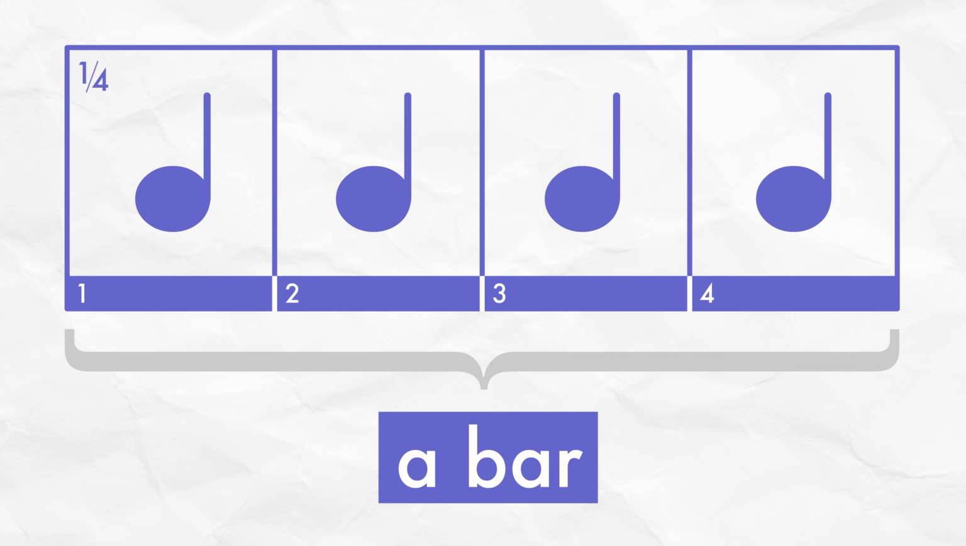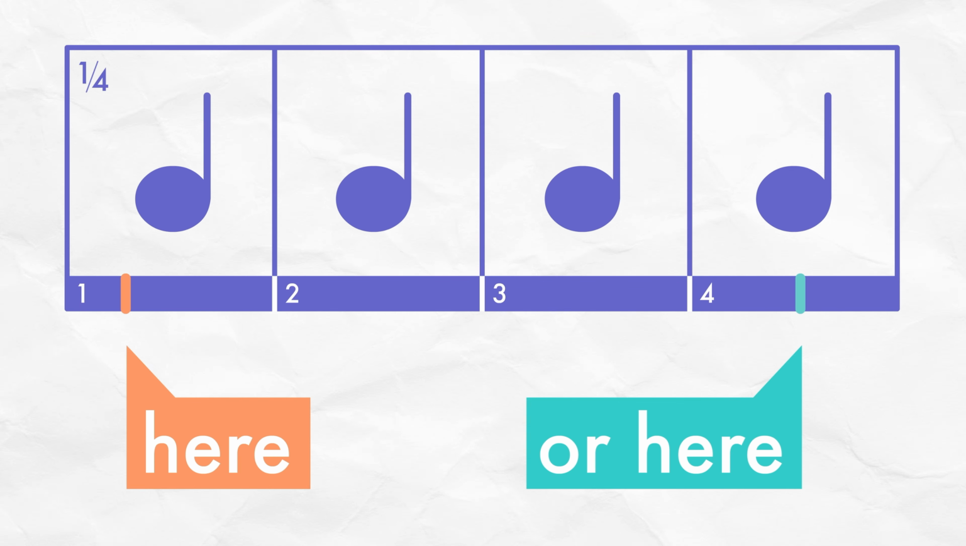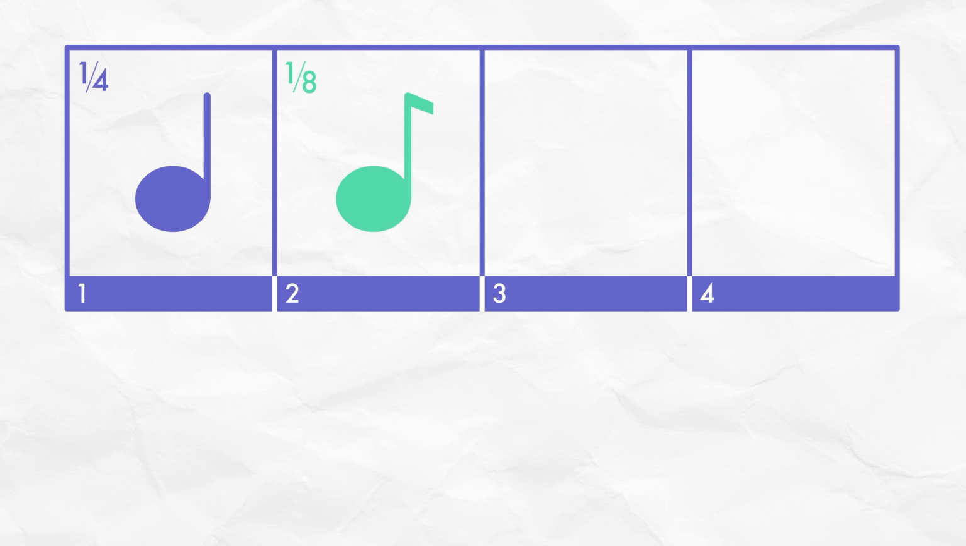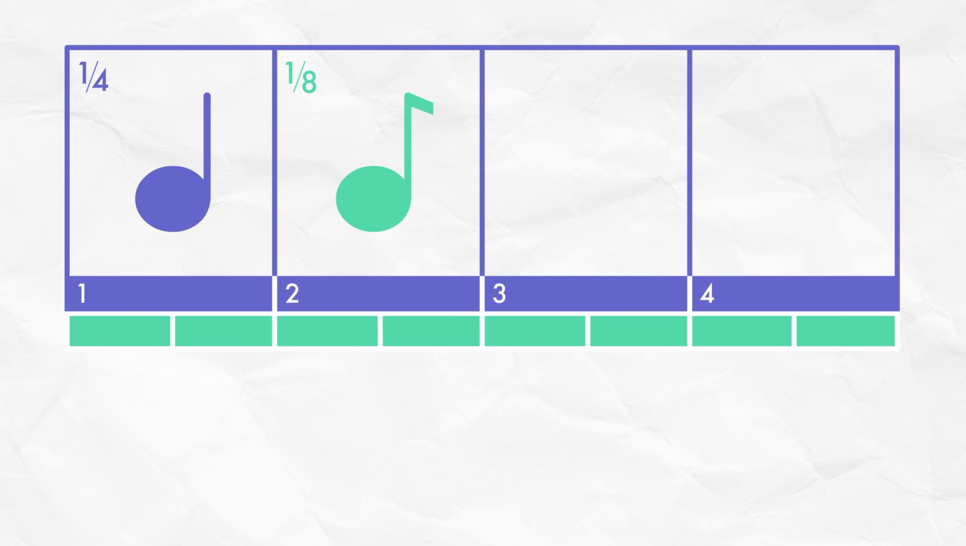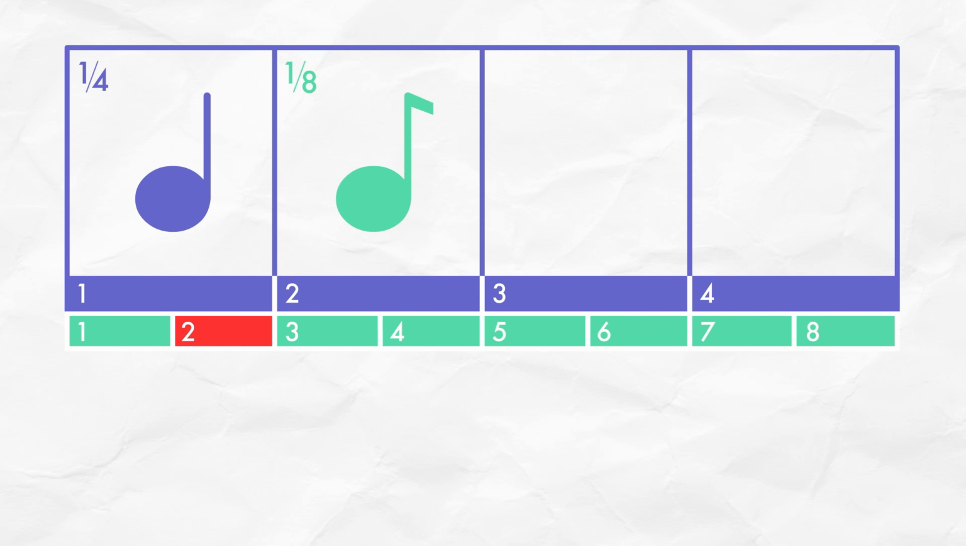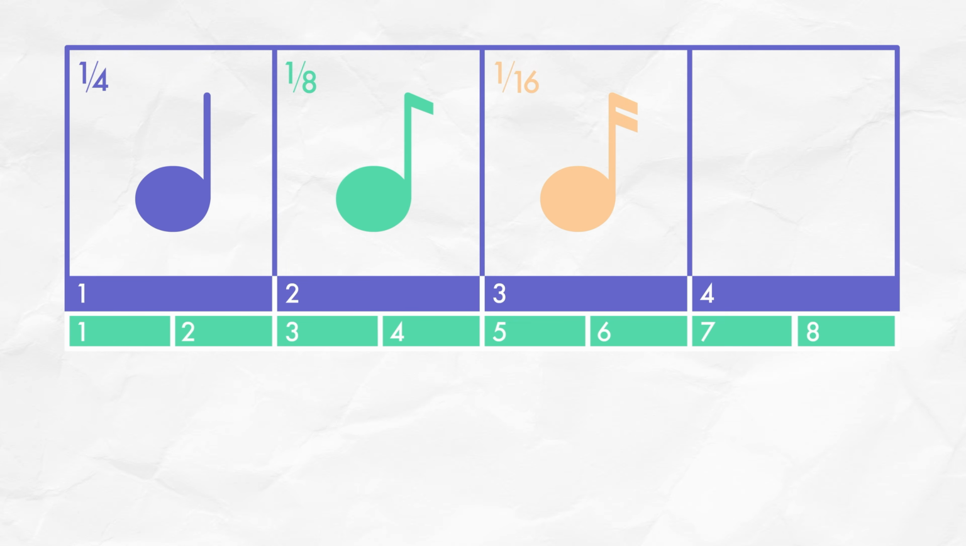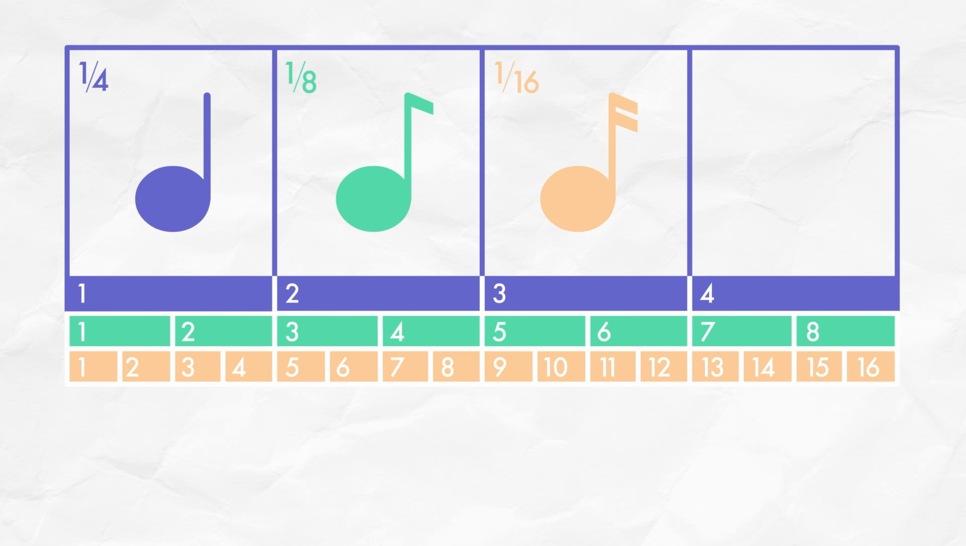But we might want to play more notes between these beats. That's why we came up with eighth notes. These are half the duration of quarter notes, and we can fit 8 of them in this bar. Similarly, we can divide the duration of eighth notes by 2, and we get 16th notes, and we can fit 16 of them in this bar.